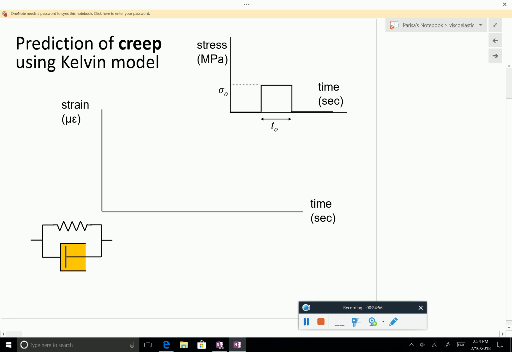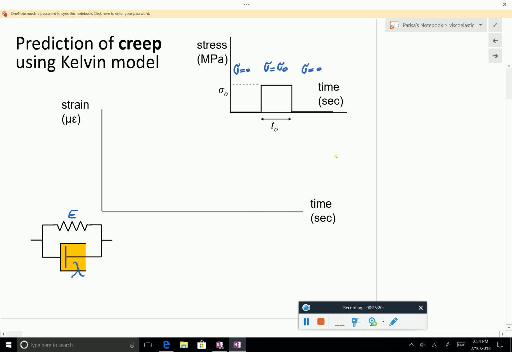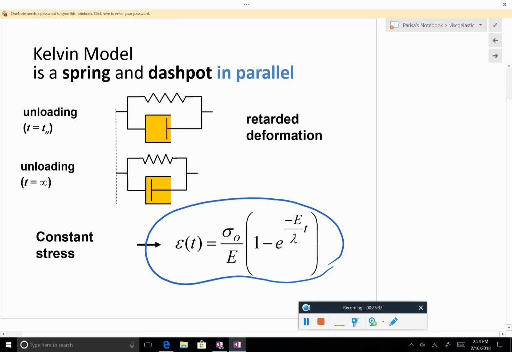So here is the Kelvin model. Here is the stress, my favorite stress diagram. First, there is no stress, then I apply a constant stress, and then I remove it. And the equation, I just gave it to you. So the differential equation gives an answer which looks like that. Check everything is good.